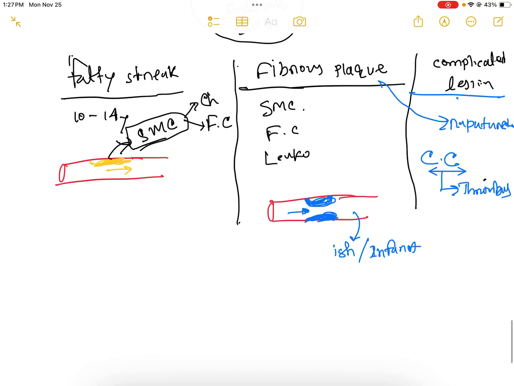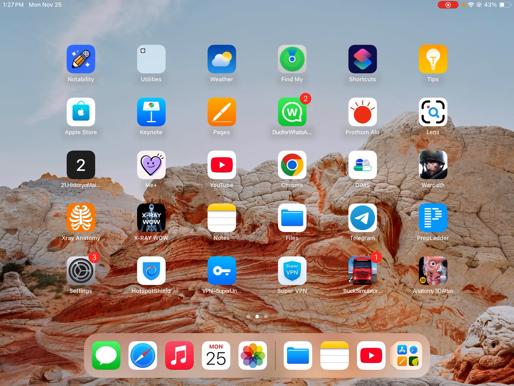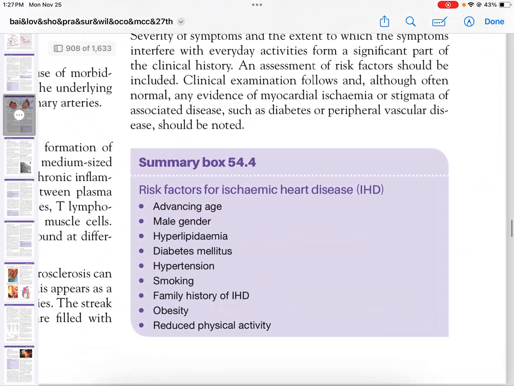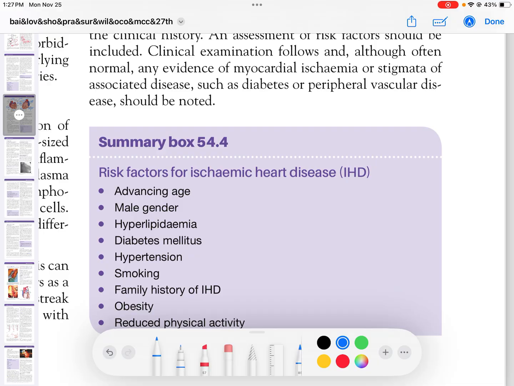Now, risk factors for ischemic heart disease. Risk factors include advancing age, male gender, hyperlipidemia, diabetes mellitus, hypertension, smoking, family history of ischemic heart disease, obesity, and reduced physical activity.